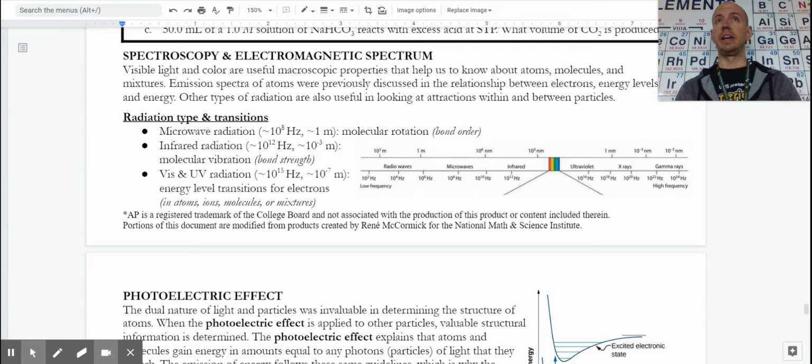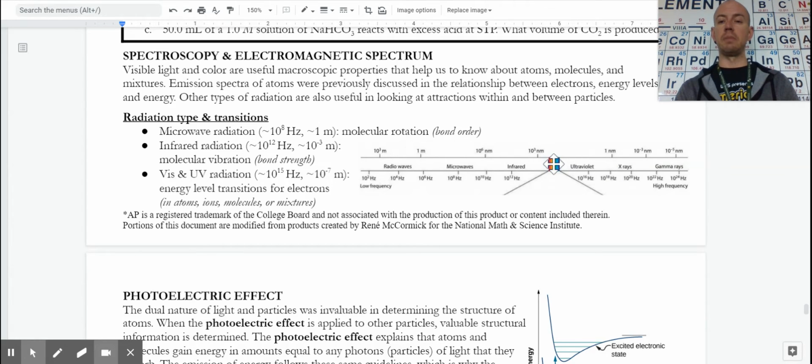We can see how well things vibrate or think about their bond strength and the types of bond by looking at infrared radiation. This is something you will do a lot of if you go on into organic chemistry. The IR fingerprint is super important in understanding the different atoms, the different bonding, and the different functional groups in organic molecules.